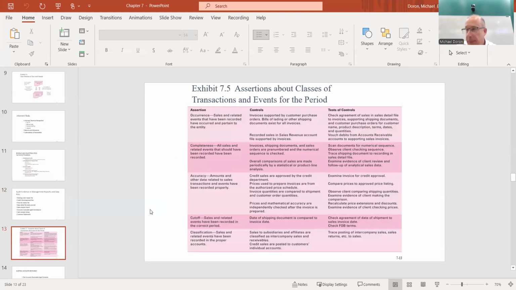Okay, so this is just copied out of the textbook. You can look at it on your own. They're giving you examples. What's the assertion you're testing? What are the controls that should be in place? And how exactly you're going to test those controls.